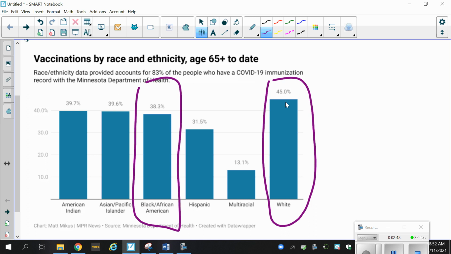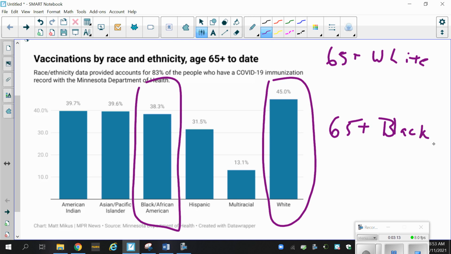Suppose we didn't have this data and we wanted to estimate it. What we would do is take a random sample of people who are 65 or older who are white and find the proportion of them who have received their vaccine, take another sample of people who are 65 or older who are black, and find the proportion of them who have received the vaccine. Then we would compare those two proportions, and we would have to do some inference because we don't know this information about the population.